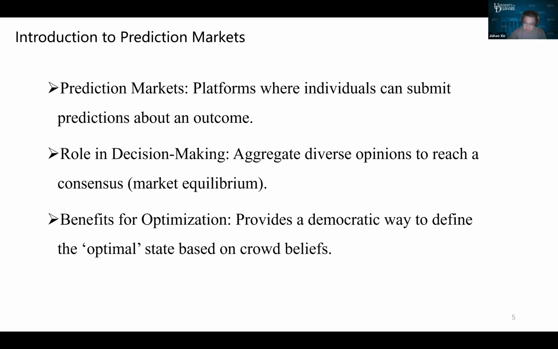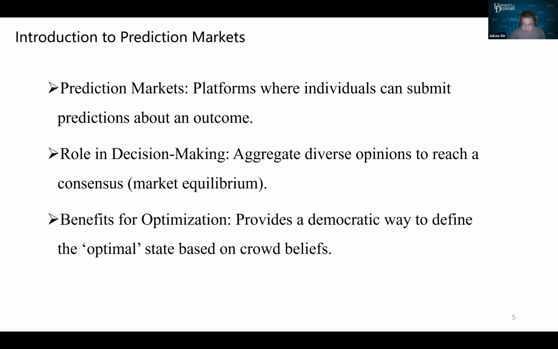To understand the proposed method, let's first look at what prediction markets are. Prediction markets are platforms where individuals, whom we will refer to as agents, submit predictions about a future event or outcome. These predictions are then combined or aggregated in a way that produces a single consensus-based estimation of the outcome.